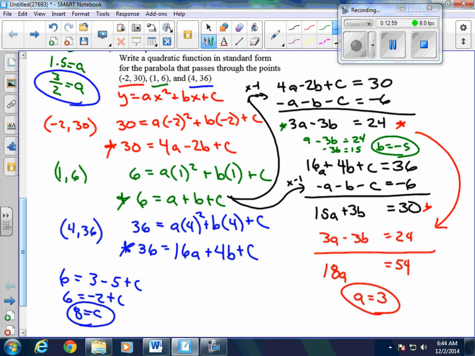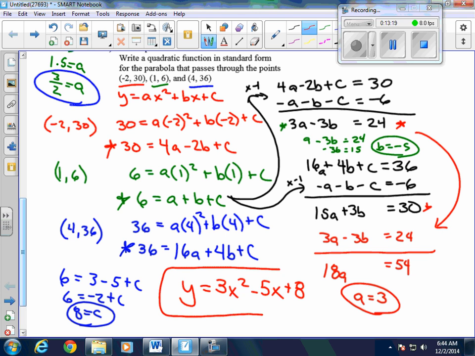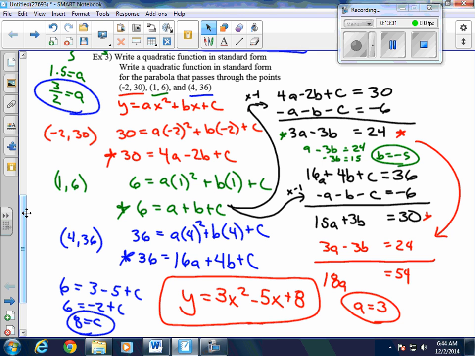All right, so now we have a, we have b, we have c. And so we're going to write our equation. So our equation for this quadratic is going to be y equals, a is 3, so it's going to be 3x squared. B is negative 5, so we're going to have minus 5x. And c is going to be 8. So there is our quadratic equation. y equals 3x squared minus 5x plus 8. And that is in standard form. So far we've looked at writing equations in vertex form, in intercept form, and in standard form.